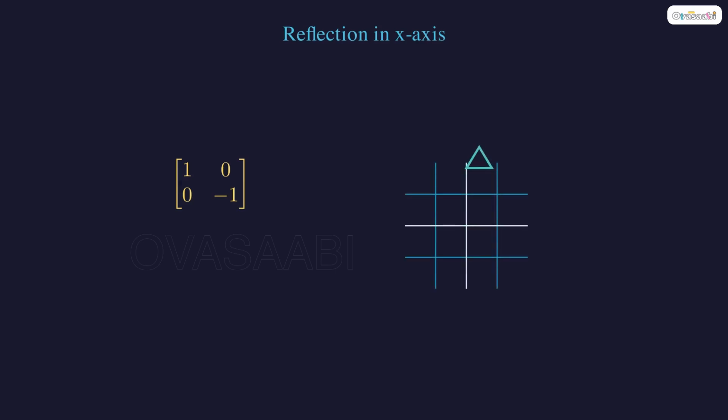This matrix reflects across the x-axis. The x-coordinate stays the same, but y becomes negative. Notice the -1 in the bottom right position.